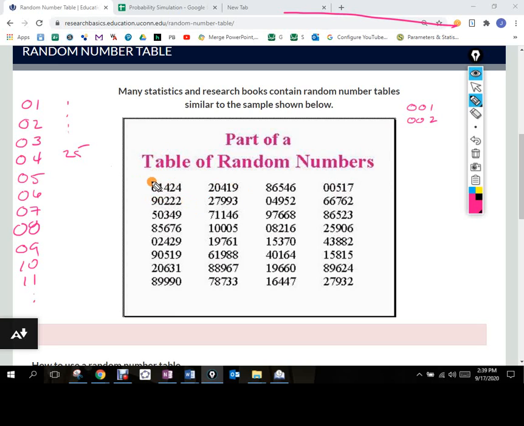Because we're looking for 5 people, and we've got 2-digit numbers, we're going to just look at groupings of 2-digit numbers. So that first one, I'm going to look at 61, and I'm going to record that number. So I'm just going to write down here, 61.